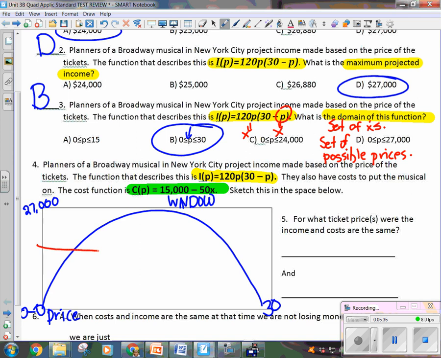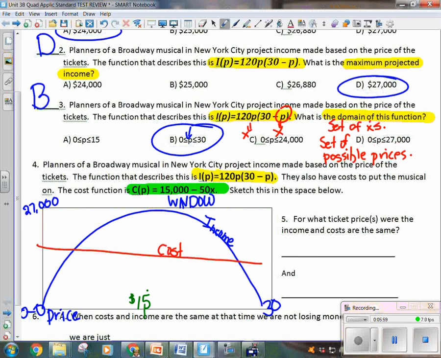All right, and we do know that the perfect price, even though it's not required, we're going to talk about it this way. The perfect price between 0 and 30 would have been $15 ticket. And if I go up $15, I would have maxed out at $27,000. So the maximum is actually at $15, 27,000. And that's just to make sure we reference.